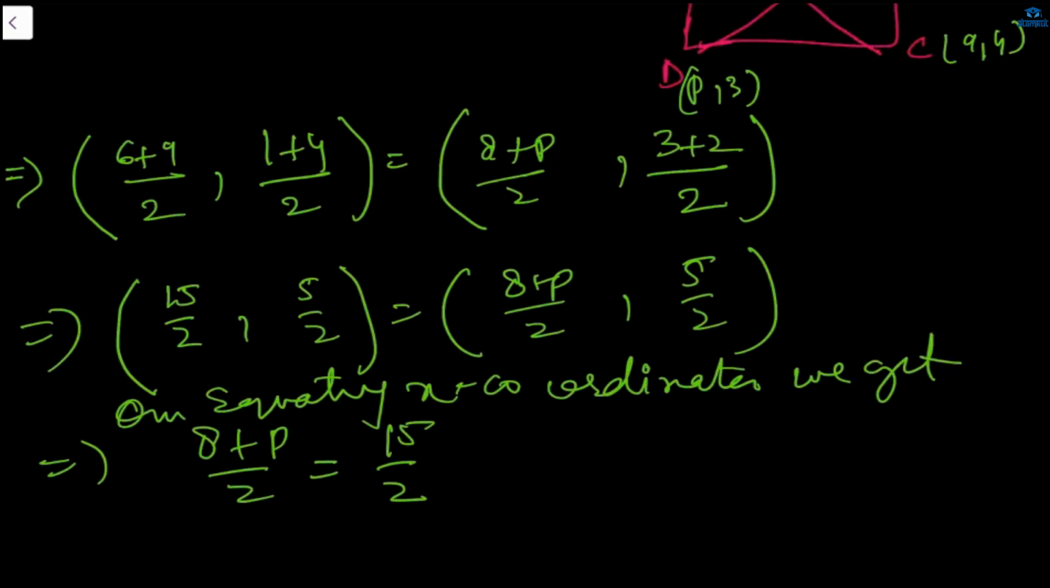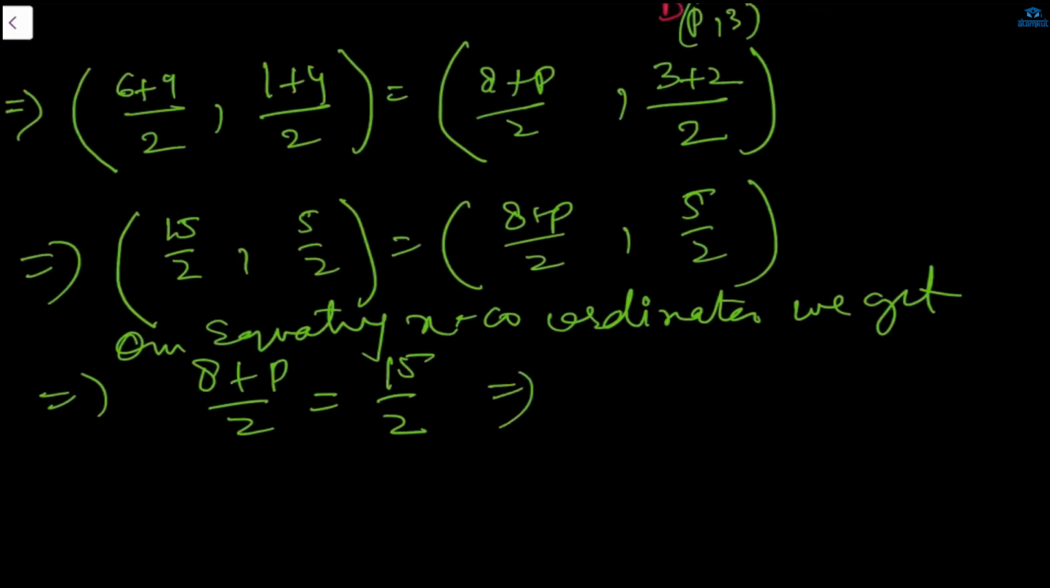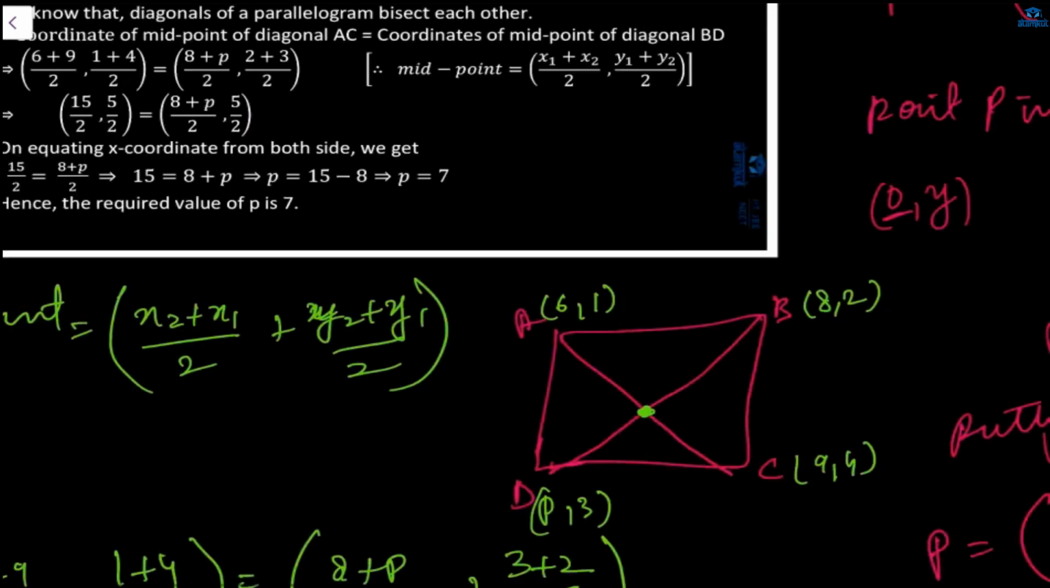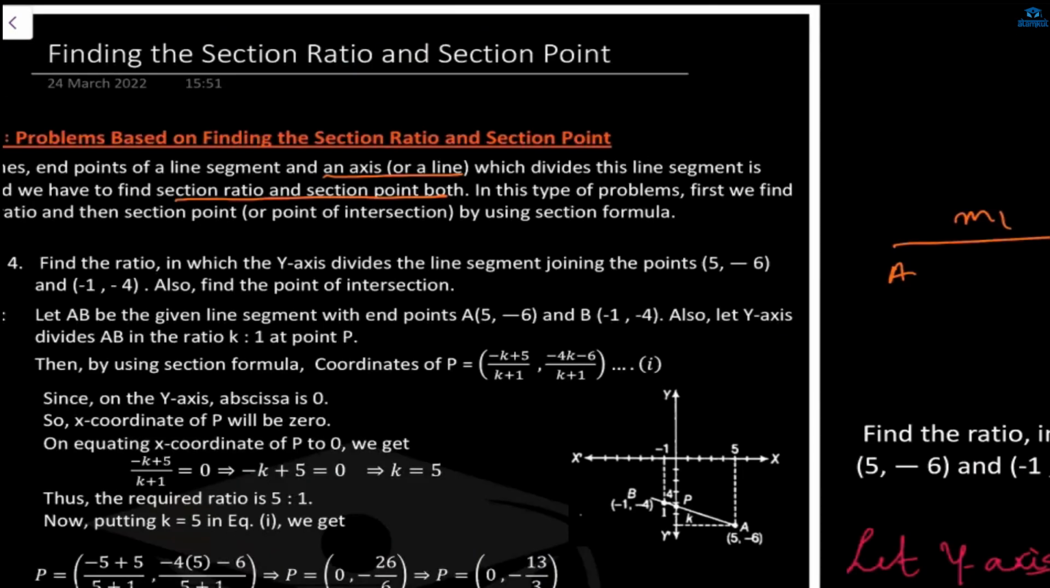According to this, what will we get? 2 will be cancelled, so 8 plus P is equal to 15, which implies P will be 15 minus 8, which gives P is equal to 7. So we have got the value of P as 7. Understood? Any doubt? You have to remember some of the properties of your shapes.